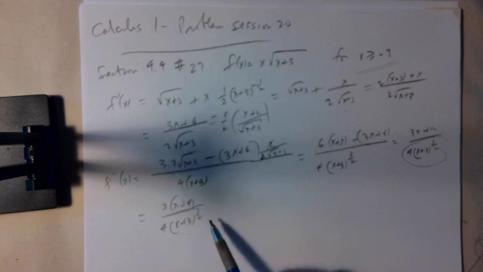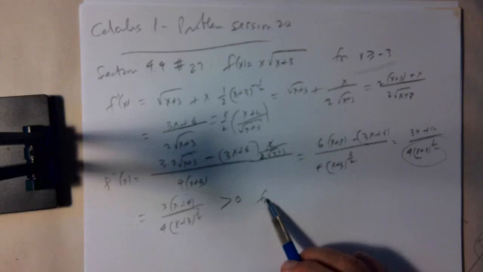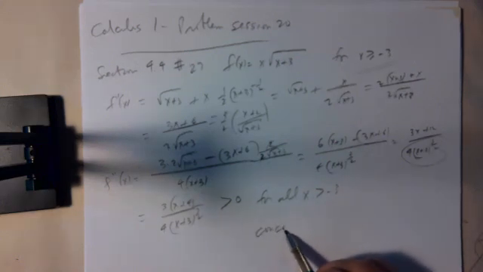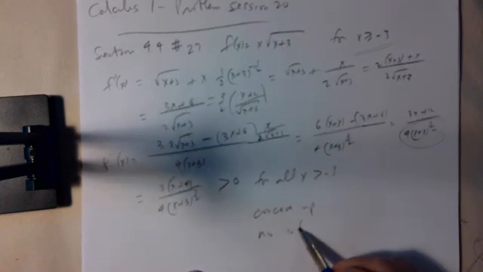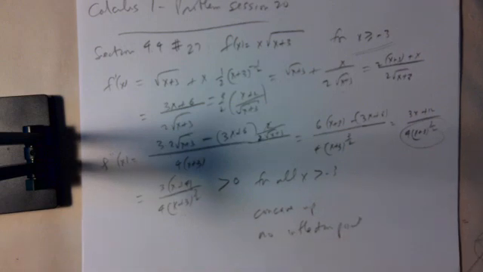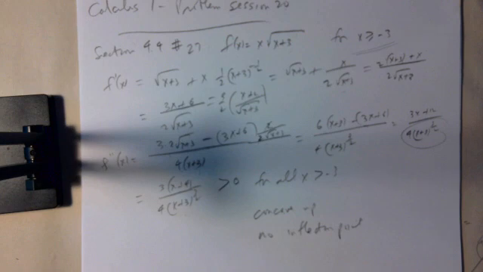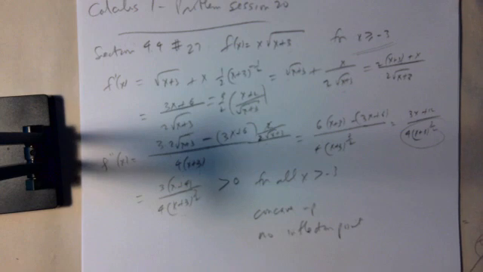So this is greater than 0 for all x greater than -3. So this is concave up everywhere, and there are no inflection points. There is no inflection point. That's all it is.